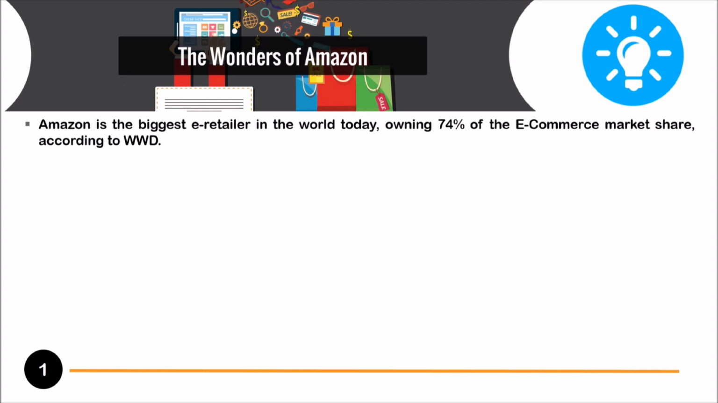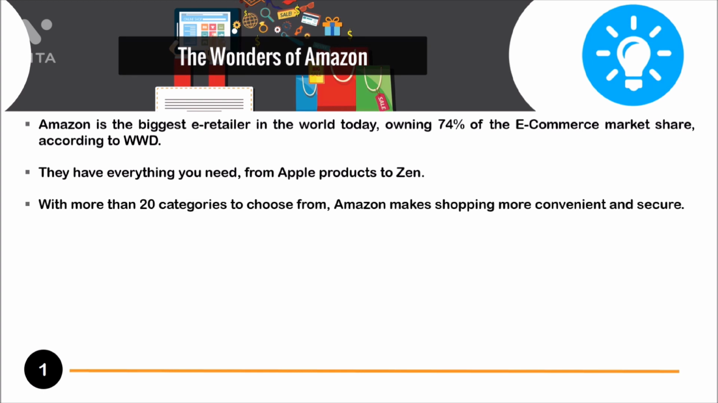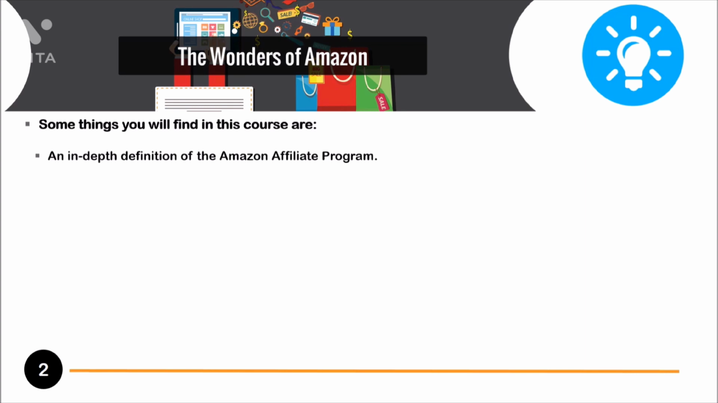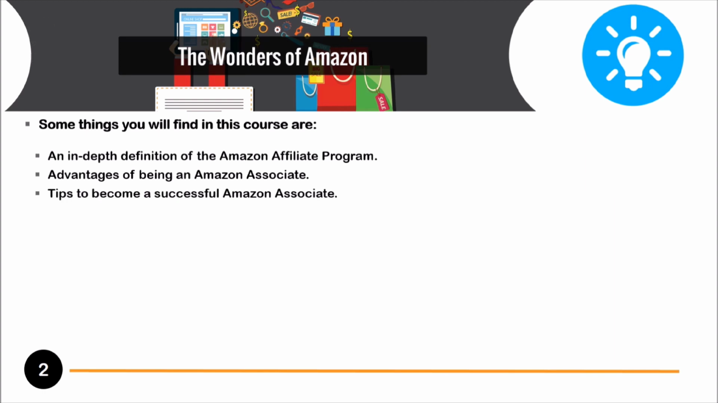The wonders of Amazon. Amazon is one of the biggest e-retailers in the world today, owning 74% of the e-commerce market share, according to WWD. They have everything you need from Apple products to Zen. With more than 20 categories to choose from, Amazon makes shopping more convenient and secure. I'm going to share with you today how to use Amazon's success to your advantage by opting in on their affiliate program. Some things you will find in this course are an in-depth definition of the Amazon affiliate program, advantages of being an Amazon associate, tips to become a successful Amazon associate, and the do's and don'ts of the Amazon associate program.